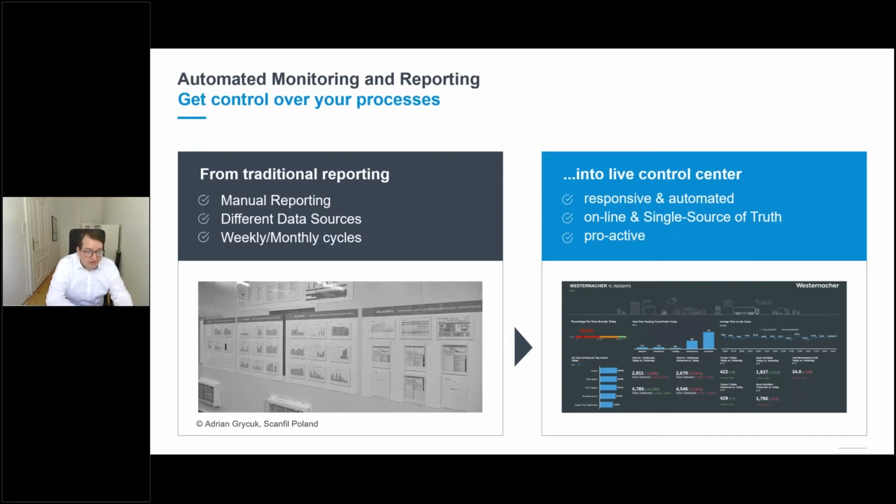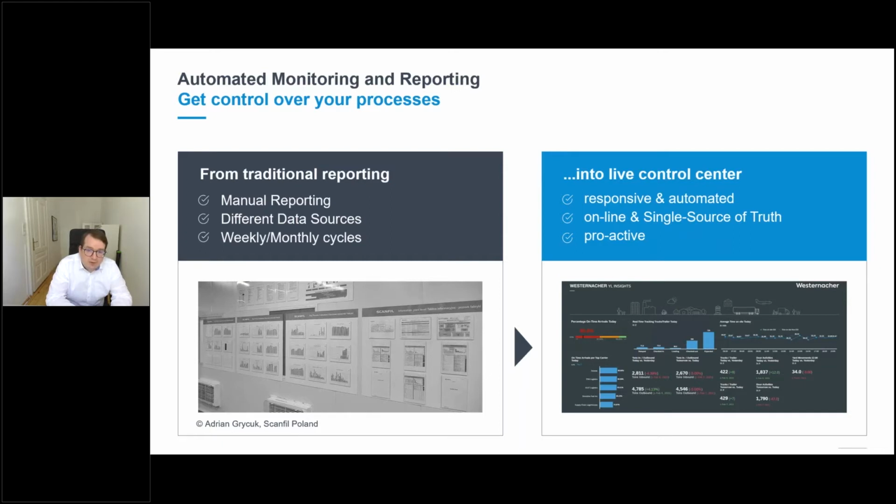And the traditional reporting has also one big downside. This would be the weekly and monthly cycles, because this is manual. You cannot have it online. You cannot have it all the time. You would need to rely on these weekly or monthly cycles. And of course, it's a lot of effort to have this traditional reporting in place.